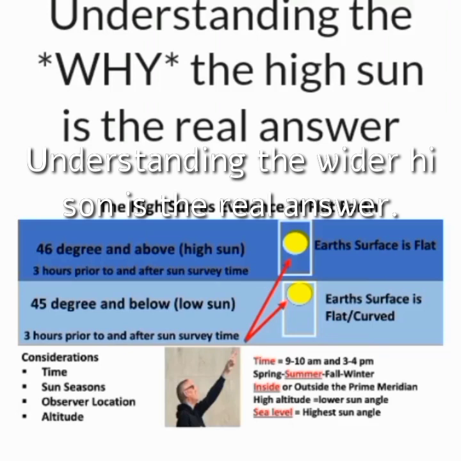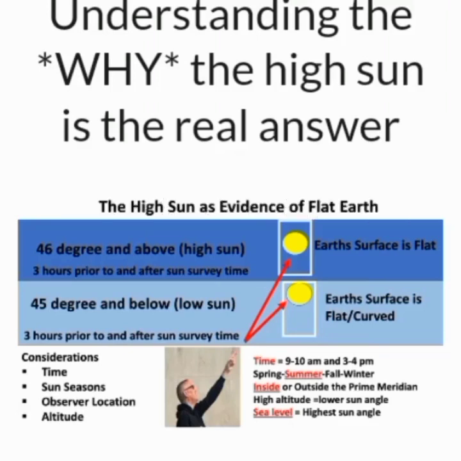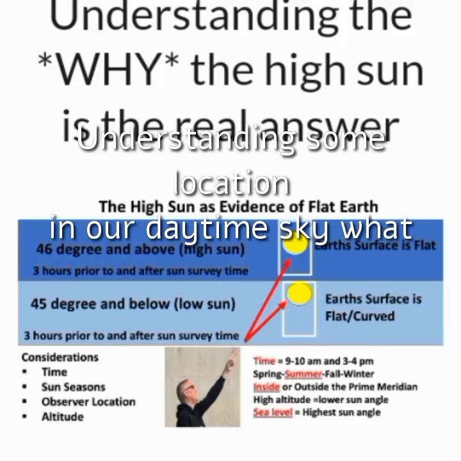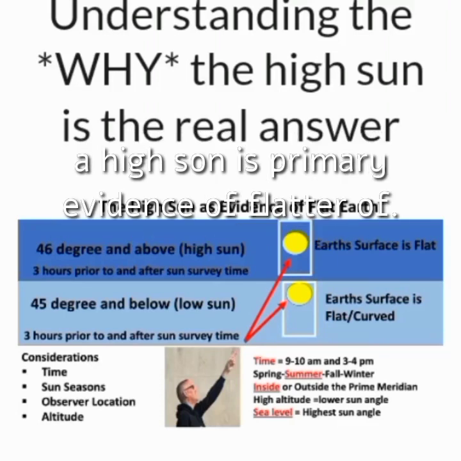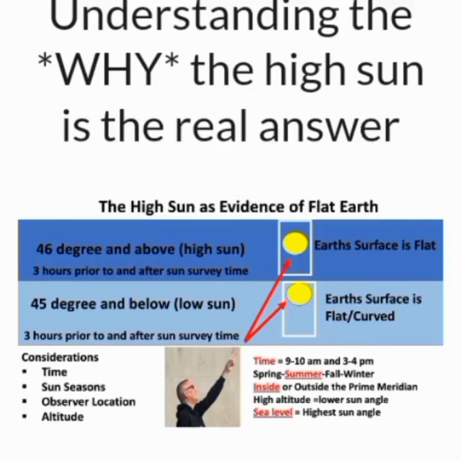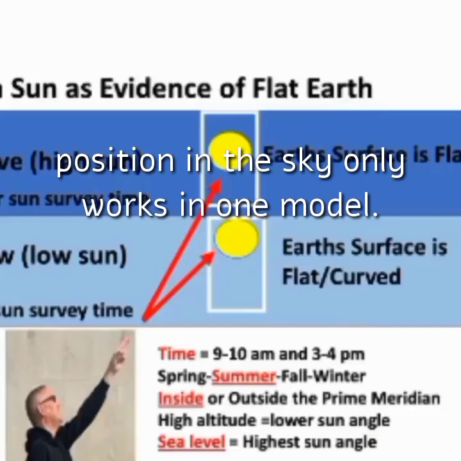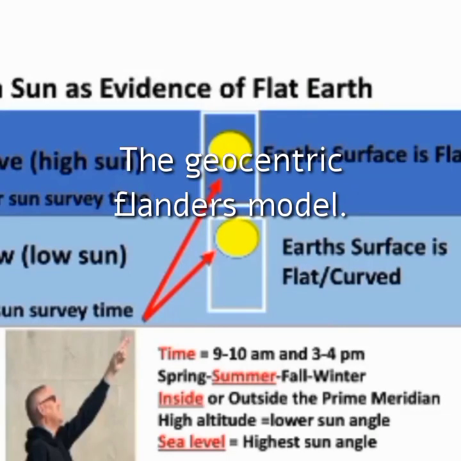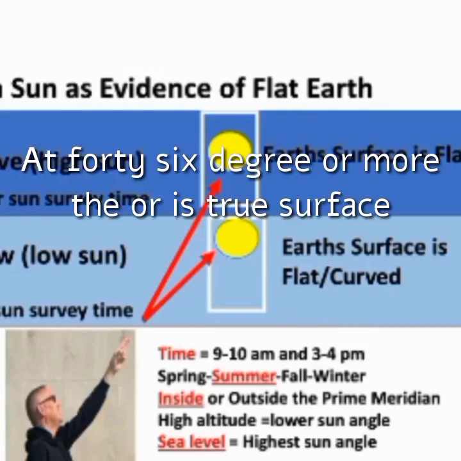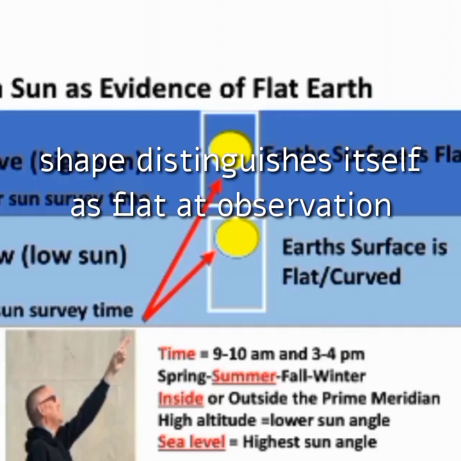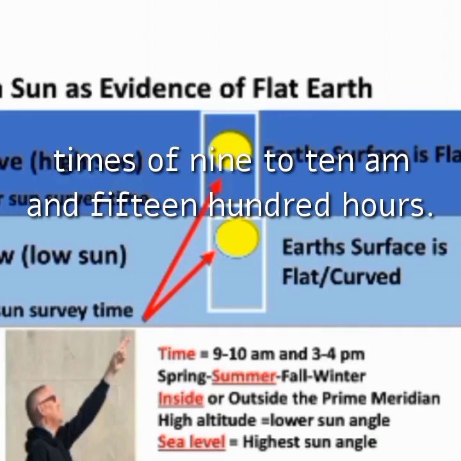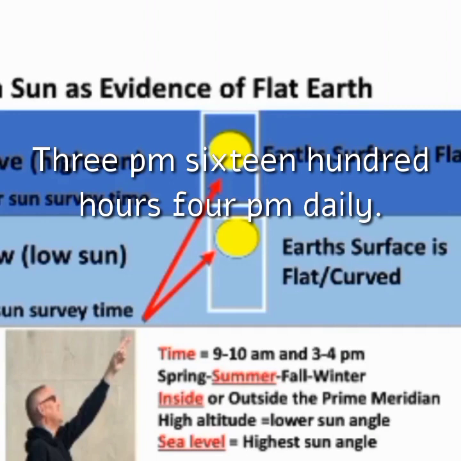Understanding the why: the high Sun is the real answer. Understanding Sun location in our daytime sky, or the high Sun, is primary evidence of flat Earth. And it is why the Sun, once we understand its position in the sky, only works in one model, the geocentric flat Earth model. At 46 degrees or more, the Earth's true surface shape distinguishes itself as flat at observation times of 9 to 10 a.m. and 1500 hours, 3 p.m., 1600 hours, 4 p.m., daily.